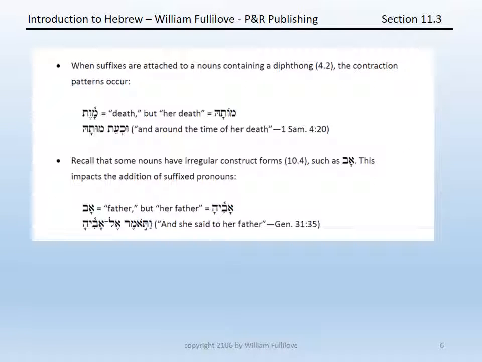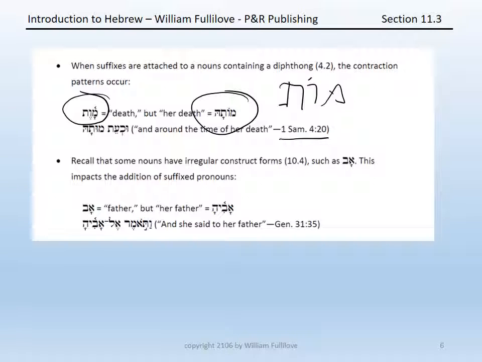Third, when suffixes are attached to nouns containing a diphthong, as we discussed first in Chapter 4, Section 2, the contraction of the diphthong occurs. This is because, again, the suffixes are attached to the construct forms of the noun. So we have mavet, death, but mavet in construct is mot. And so the addition of the suffix is attached: motah, her death.